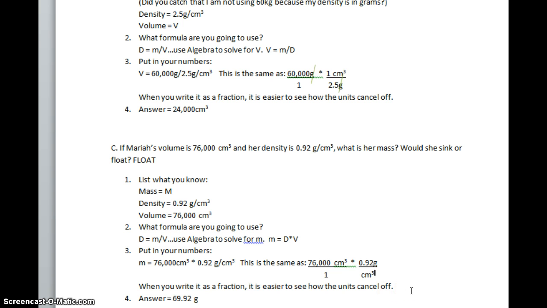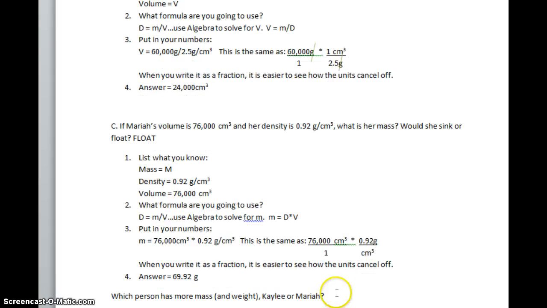The answer is 69.92 grams. Next question, which person has more mass, or really we can also consider it weight, on Earth? They're close enough. Kaylee or Mariah? So there is Mariah's, and Kaylee's was here.